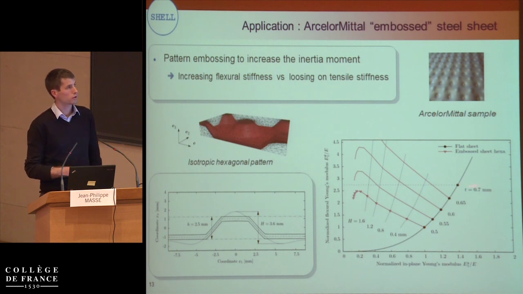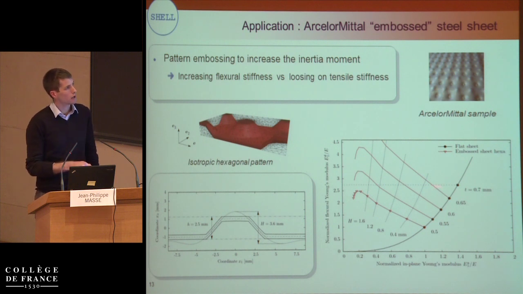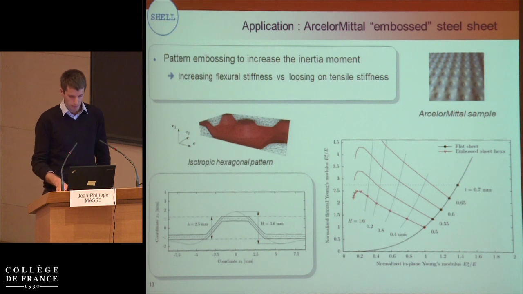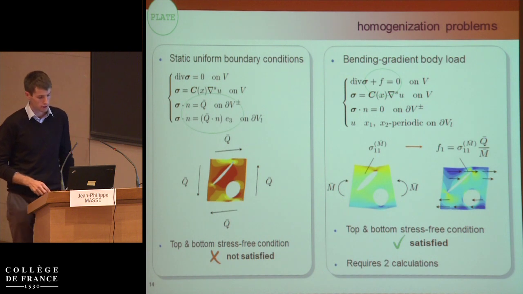For example, if you want to get the same flexural modulus as a sheet with a thickness of 0.7, depending on what you are ready to lose on the tensile stiffness in plane, you can then gauge your sheet down by 5-10%. So that's an example of such a computation.